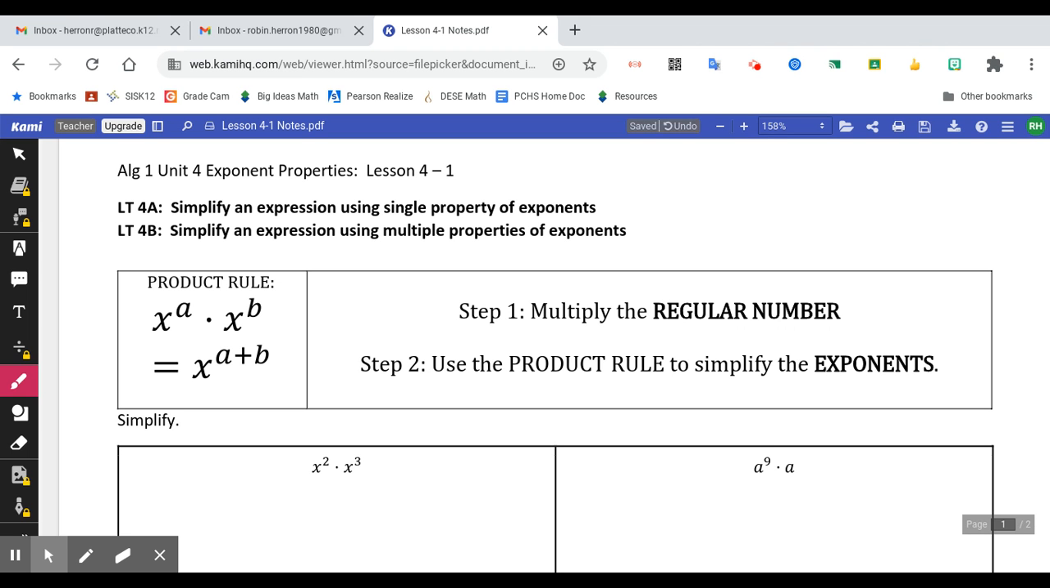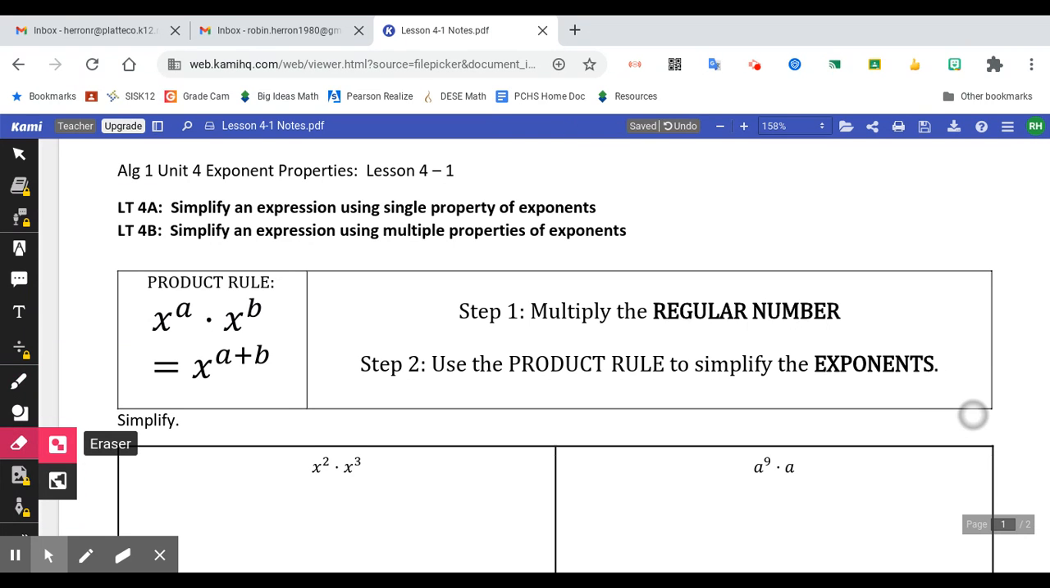We are now in our first lesson of our second semester, and we're talking about exponent properties in Unit 4. As you know, this is going to be a really short unit, and we're going to get right to the rules and make sure that you have lots of practice before we get to our test. We have two learning targets: simplifying using one property of exponents, and simplifying using multiple properties. We're going to start off with each one, and then slowly put them together so that you can practice them all at the same time.